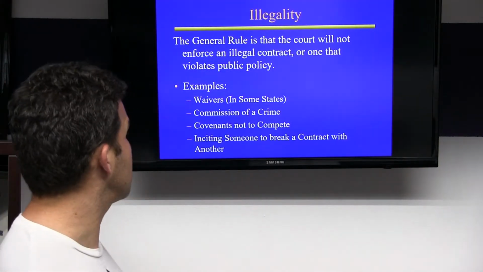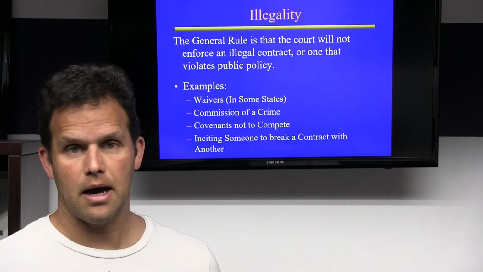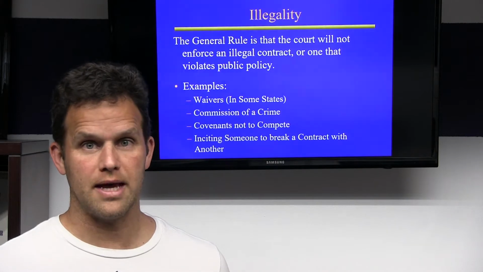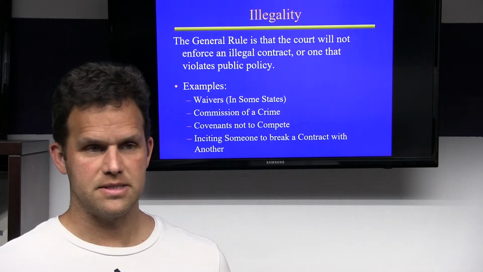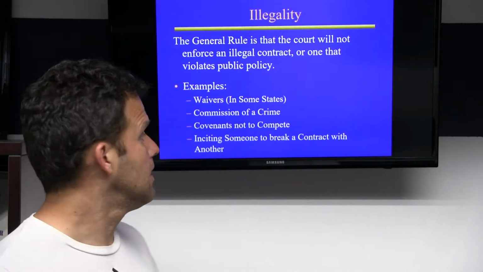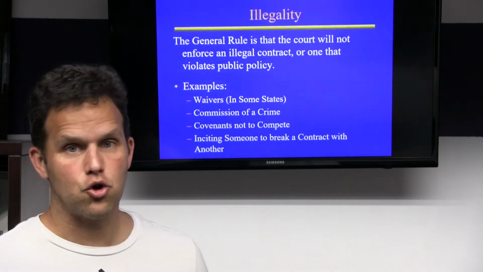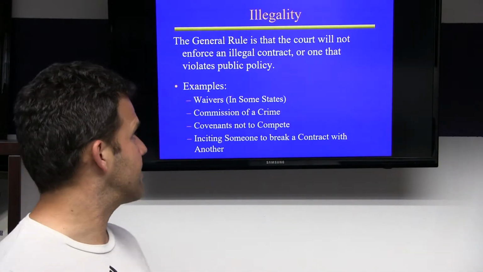So anyway, illegality. Obviously, waivers in some states could be not legal if a state doesn't utilize waivers. Some states would enforce waivers, others won't. And if you're in a state that doesn't enforce a waiver, well, that contract is unenforceable. It's null. Or if somebody committed a crime and then signed a contract, they may not have legal standing.